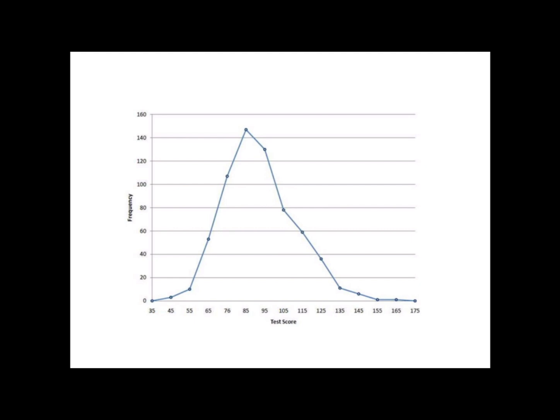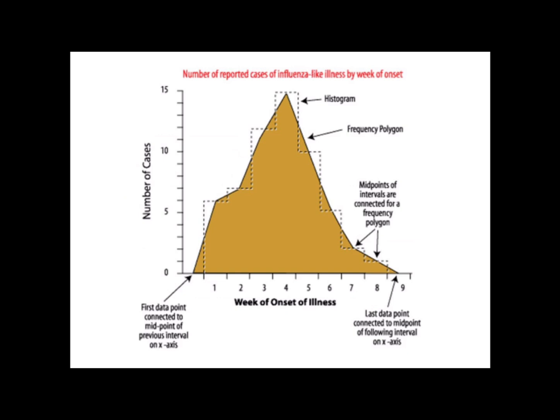This is what helps differentiate it from a line graph, which is a common misconception about frequency polygons. People think that they're line graphs or time series graphs, and they're not. So notice how the frequency polygon smooths out the shape of the distribution. In this visual, you can see the brown area is the frequency polygon, and the dashed area is the histogram. So it kind of gives a smoother look to the distribution.